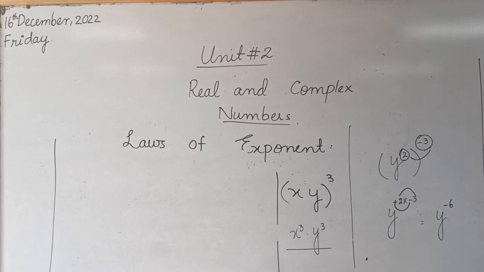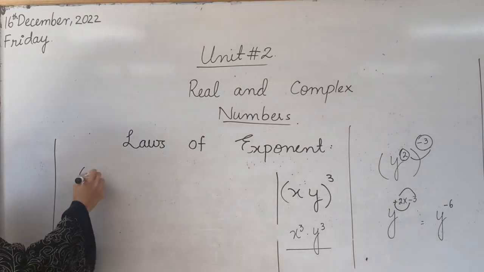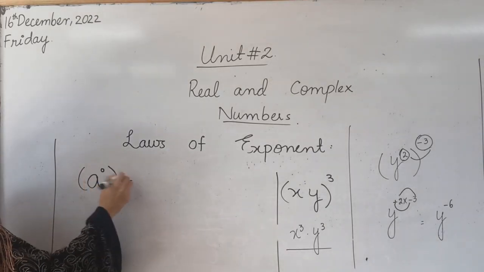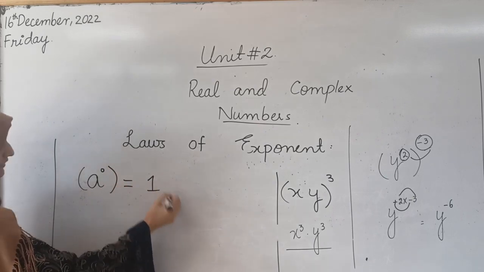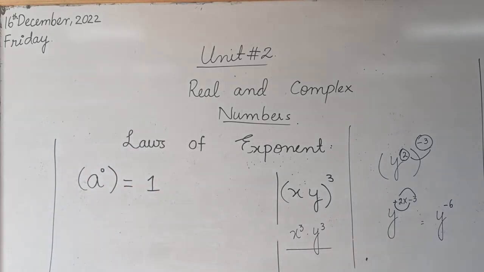And the last rule of exponent is, this is a very interesting rule. Something raised to power 0 is equal to 1. Anything, any number, any variable, everything raised to power 0, this is always equal to 1.